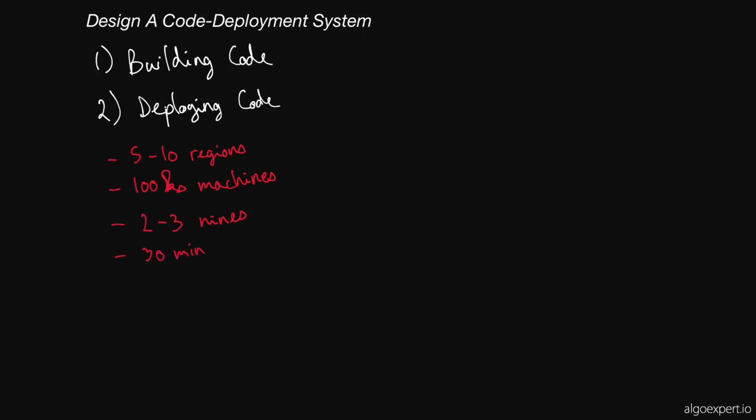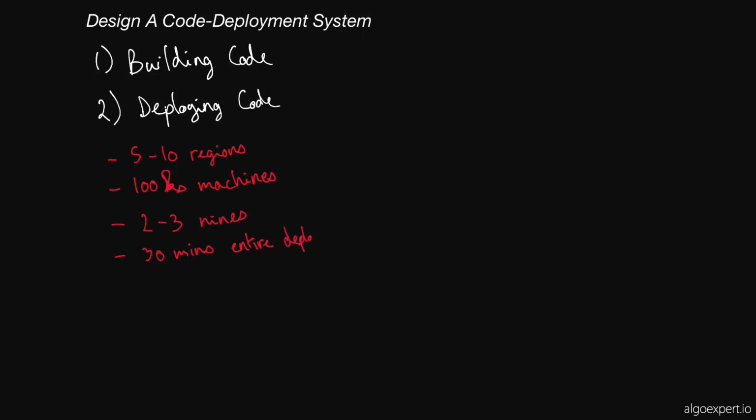30 minutes for a deploy, and here just to confirm, it's basically the entire process of taking code, building it into a binary, and deploying it to the hundreds of thousands of machines across the 10 regions. That should take 30 minutes. Yeah, let's say that. Yep. Okay, so 30 minutes for the entire deployment.